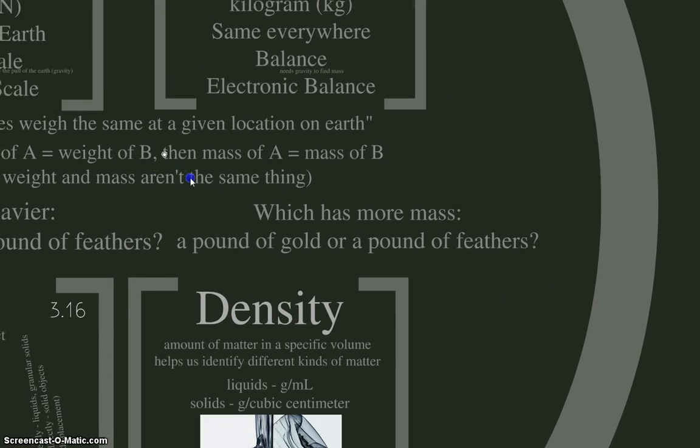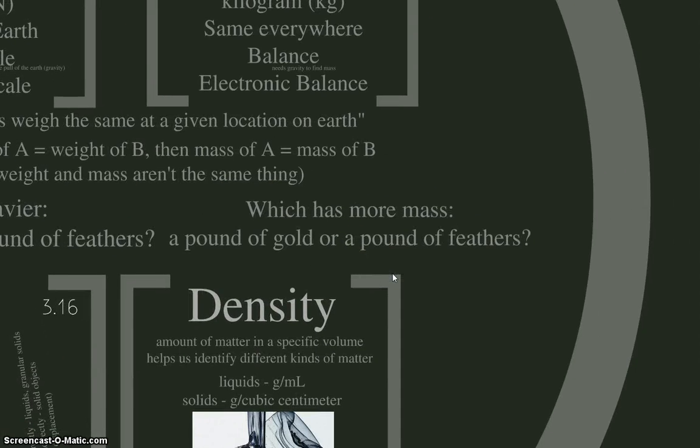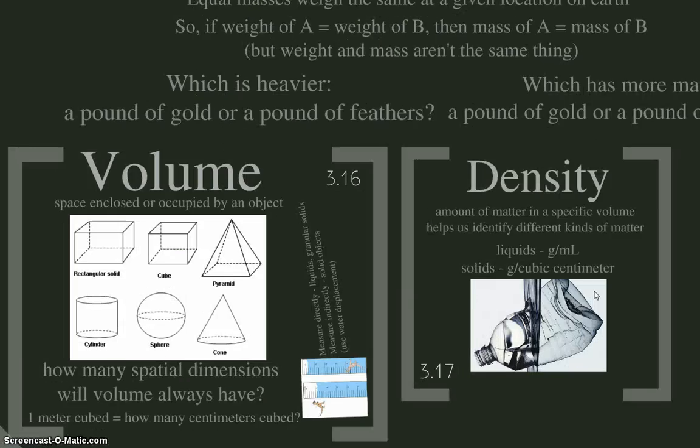So what can we say about their masses? Well, that comes back to this statement. Again, equal masses weigh the same. So if two things weigh the same, what can you say about their masses? That's right, they're equal. So which has more mass, a pound of gold or a pound of feathers? Again, the answer is neither. All right, they both will have the same mass. Now, will their mass equal the weight? No. Mass and weight are different things, but both this pound and this pound, they weigh the same. That means they have the same masses.